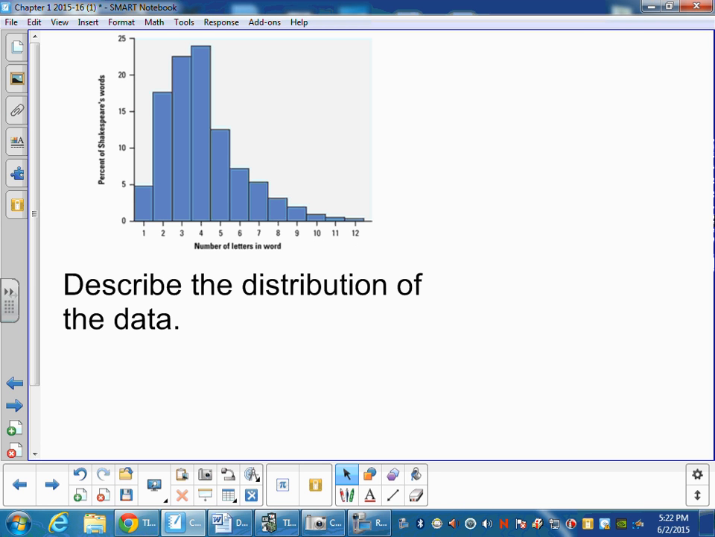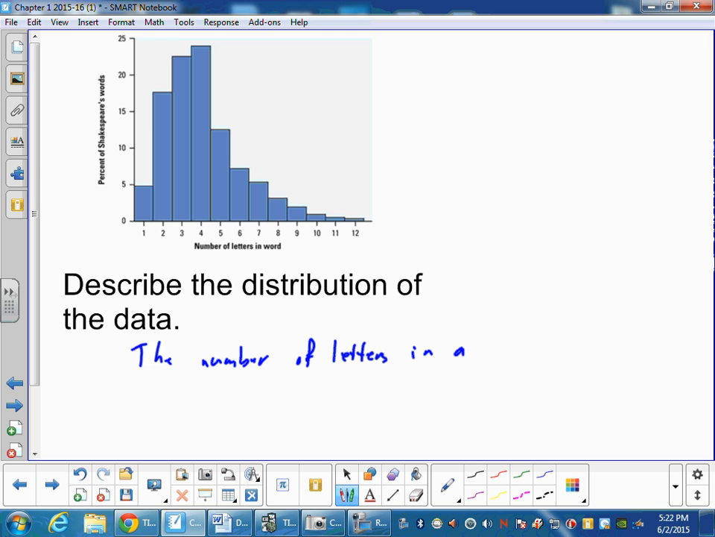So if I'm going to describe this data, first off, it's the number of letters in a word. So to write in context, we started to say the number of letters in a word are skewed to the right, because that's where the tail is.